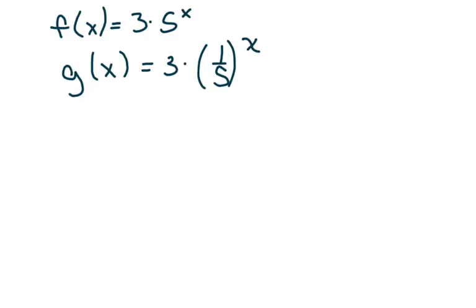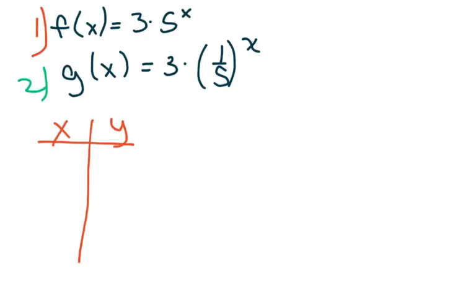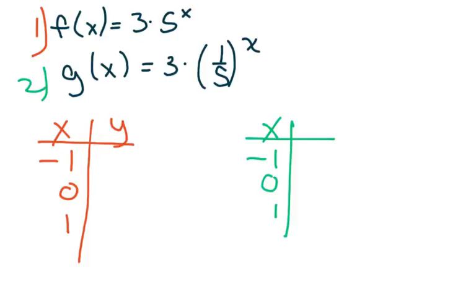The next one we have, we have one more here, is f of x equals 3 times 5 to the x. So this is going to be 1, this is going to be 2. So my first table, I'm going to put x, y, and I'm just going to stick with -1, 0, and 1. We know it's exponential. And on the second graph, I'm going to do the same and just plug these points in.